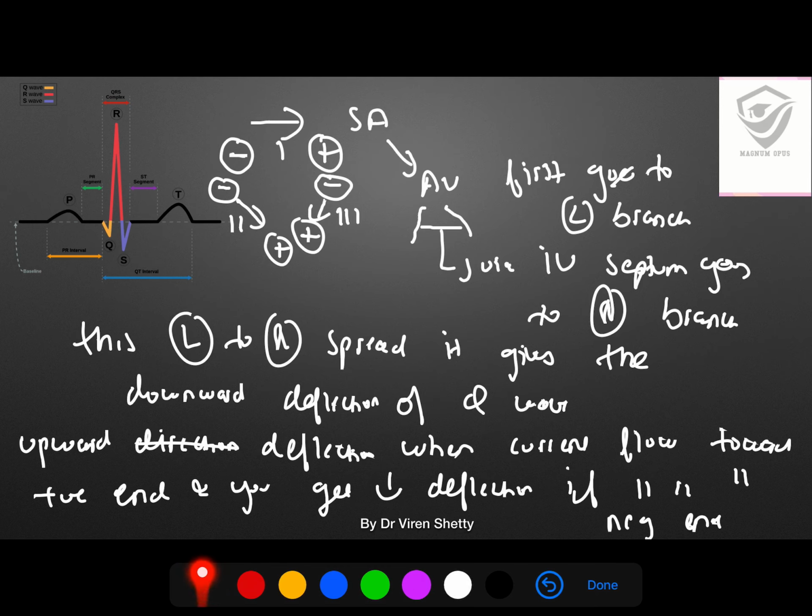But now I am telling you that this is going from left to right. See, when it was going from the SA node to the AV node, it was all upward because it is moving in this direction, towards positive. But when it is going from left to right, this direction is towards negative. That's why Q you got as a downward deflection. I hope you understand. It's a bit complicated. Just for your understanding, rarely will an MCQ come. So go ahead now.